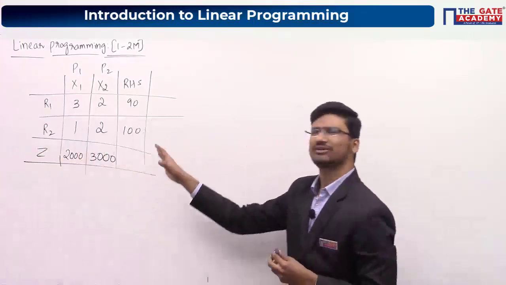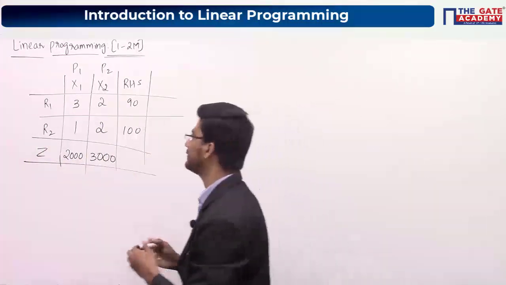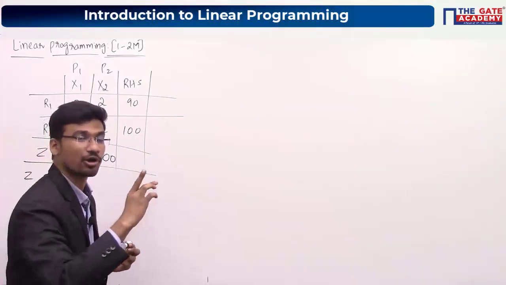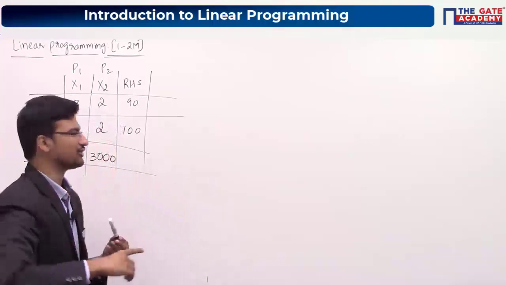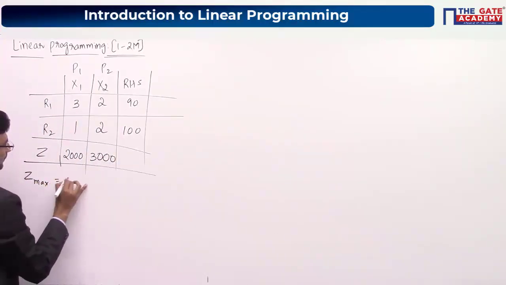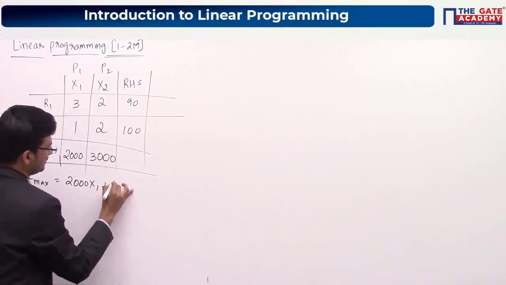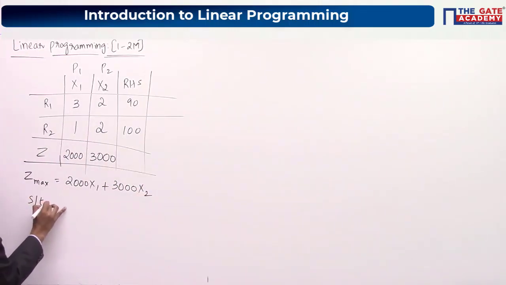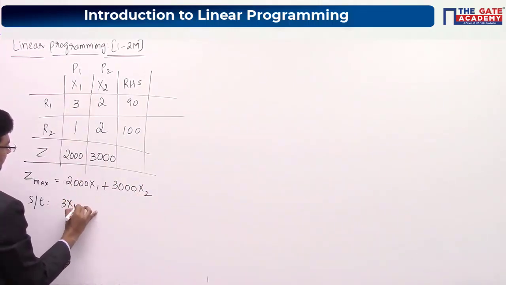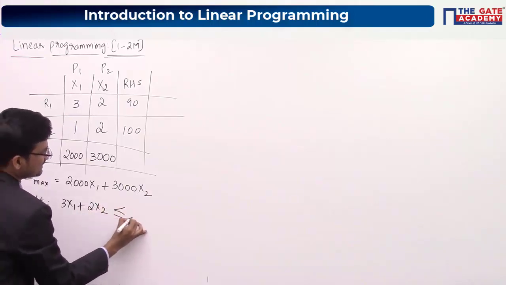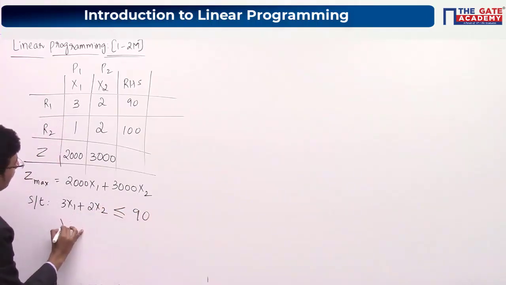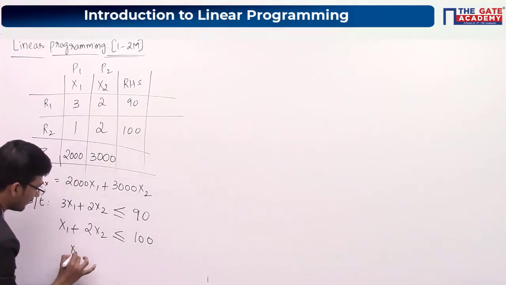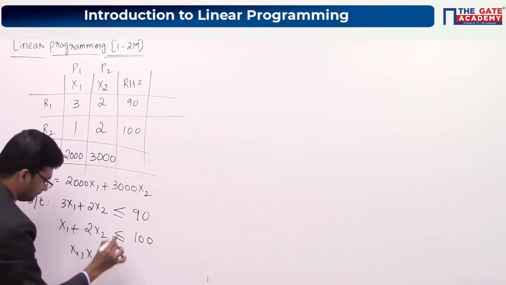So this is your table. Now from this you can easily write the objective function and constraints. So what is your objective function? Maximization or minimization? Profits are given, that means it is a maximization function. So Z max is equal to 2000 x1 plus 3000 x2. Now this is subject to the constraints: 3x1 plus 2x2 less than or equal to 90, x1 plus 2x2 less than or equal to 100, and x1, x2 greater than or equal to 0.